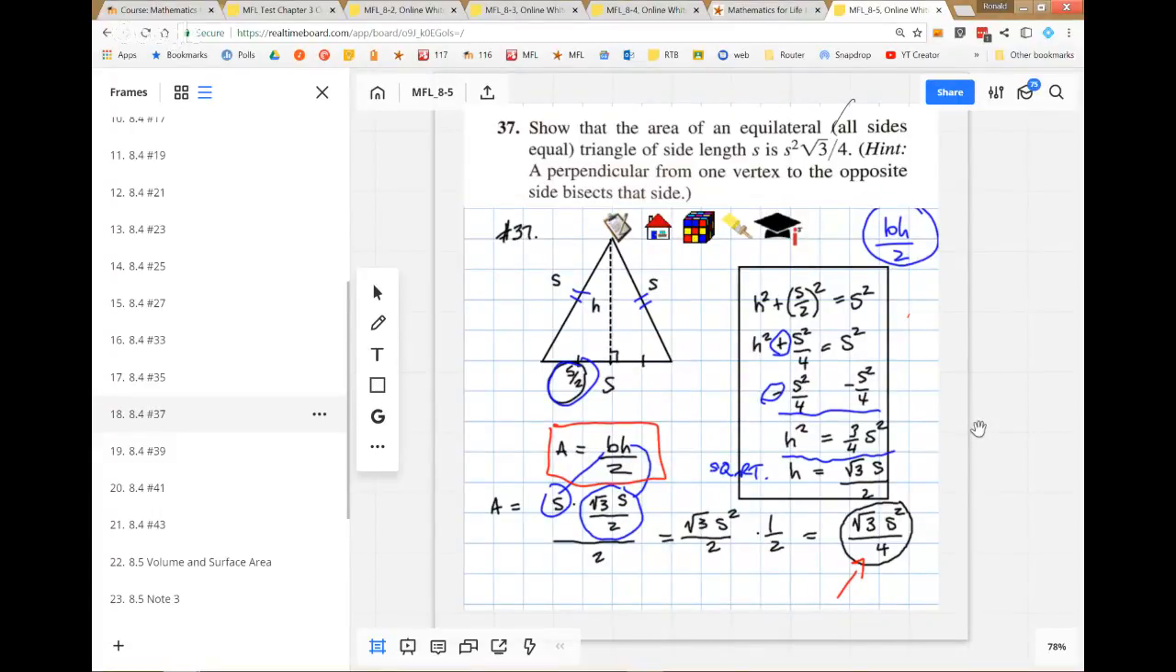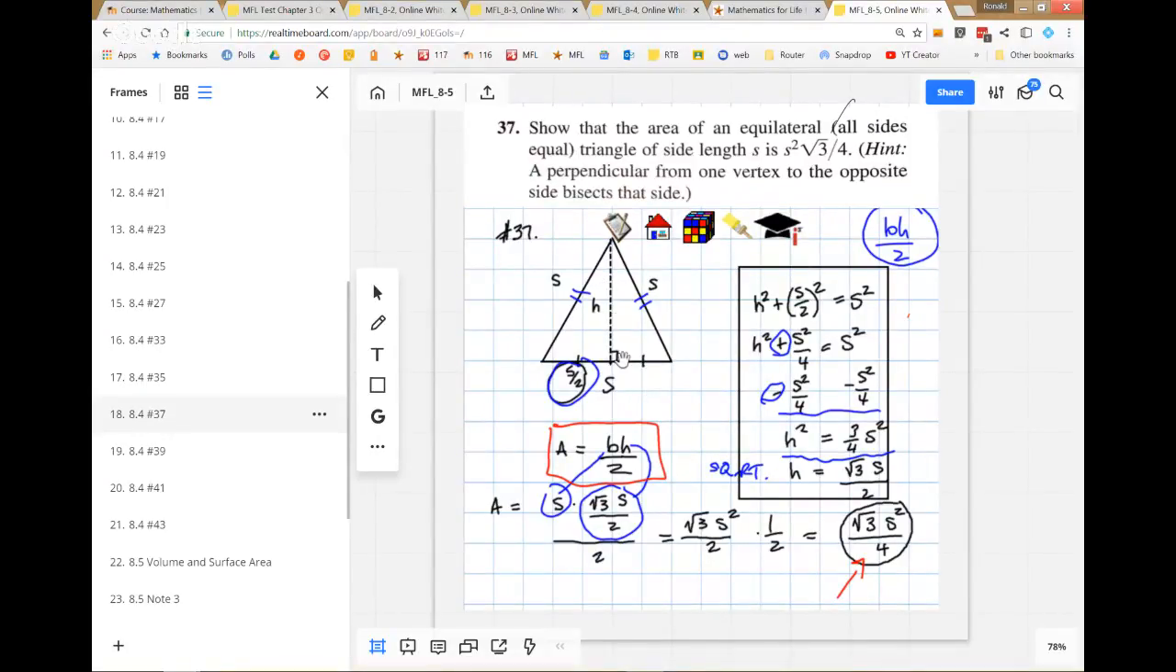The three sides are S, S, and S. Okay, and I drew the perpendicular like they said, H, and then it bisects that other side. So this side right here is equal to this side. So now, do you see that we can look at half of that and call it a right triangle? Yeah. And now it's time to set up the good old Pythagorean theorem.